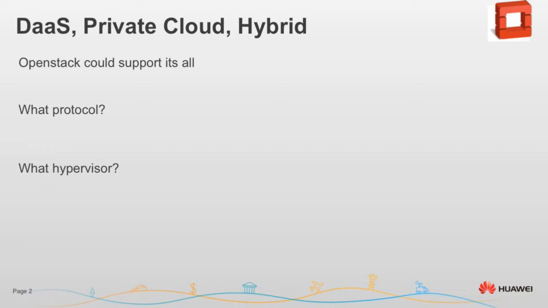What hypervisor do we support? Like OpenStack, we want to support everybody, right? VMware, Xen, Hyper-V, and Huawei's FusionSphere.